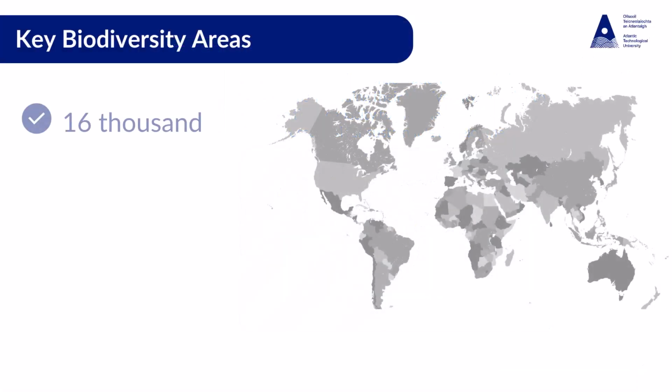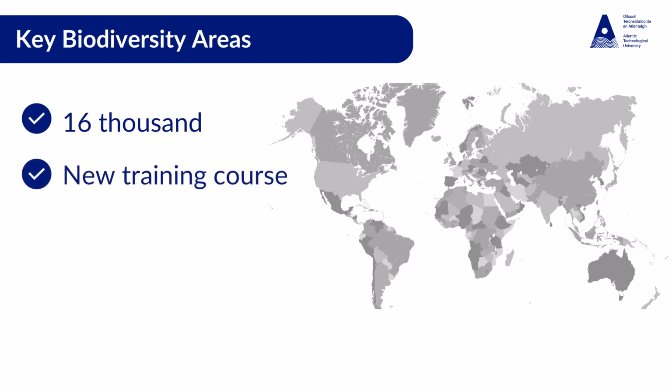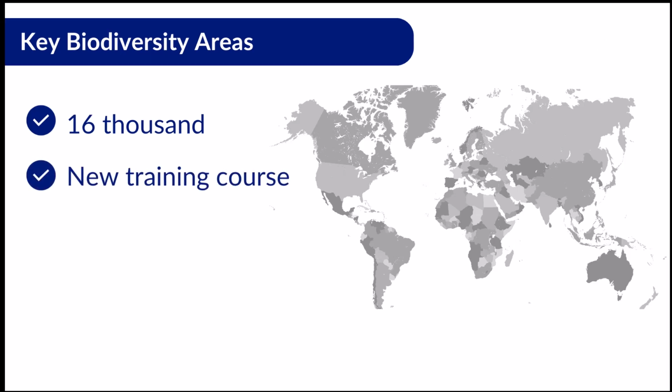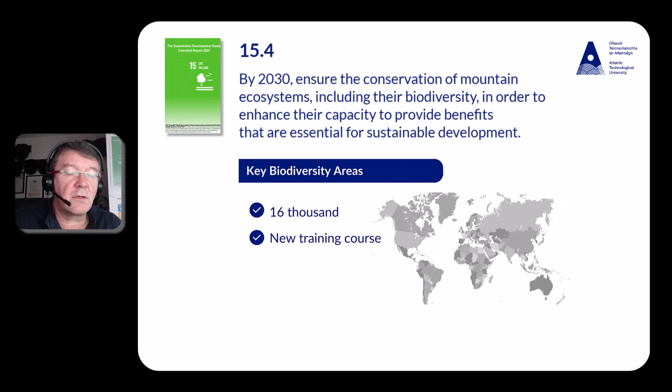More than 16,000 key biodiversity areas have been so identified to date, documented in the World Database of Key Biodiversity Areas. Importantly, a new training course to build national capacity in identification of key biodiversity areas was released in 2022. Again, that is a direct copy of the information from one of the previous indicators, in this and also in SDG 14.